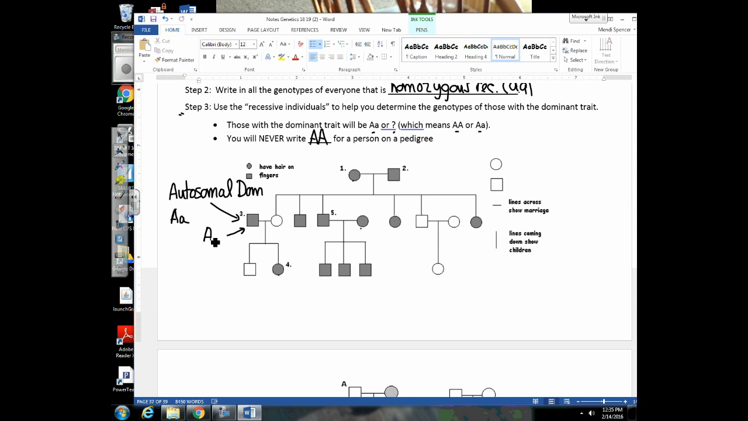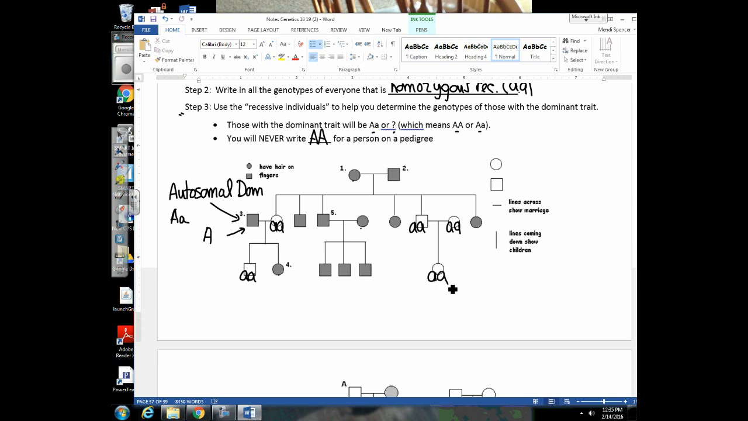Now remember, step 2 says after you figure out the inheritance pattern, you need to go in and write the genotypes of everyone that is homozygous recessive. We do not write in the genotypes with the big letters first. We always write in the homozygous recessive ones. Well, if all these people that are shaded in have it because of a capital letter, then that means that the people who are not shaded in would be homozygous recessive for the trait. So let's go ahead and indicate all of the individuals that are little a.